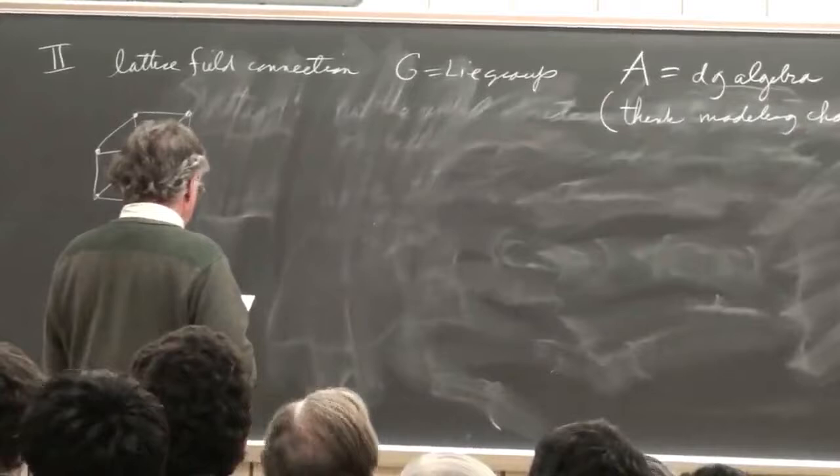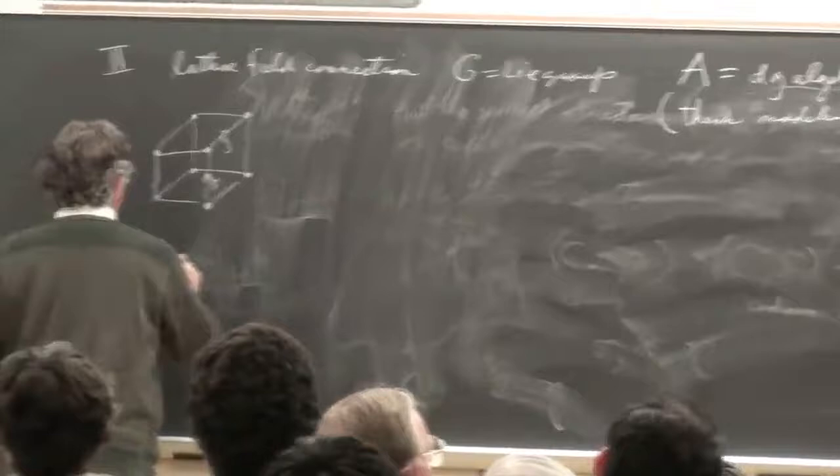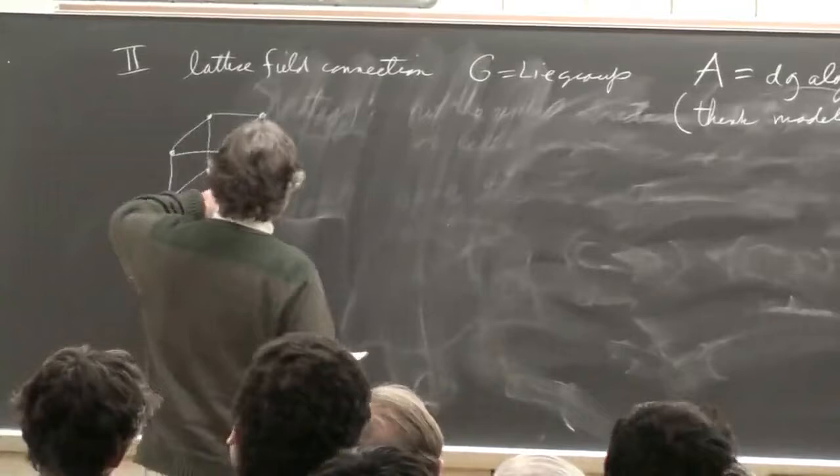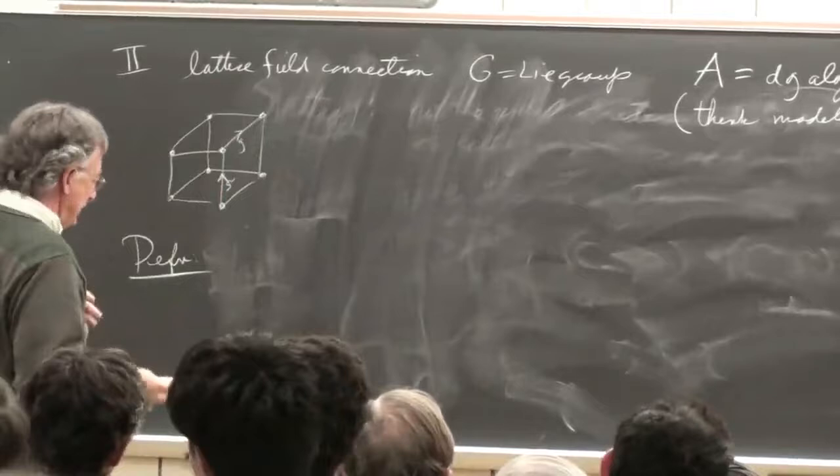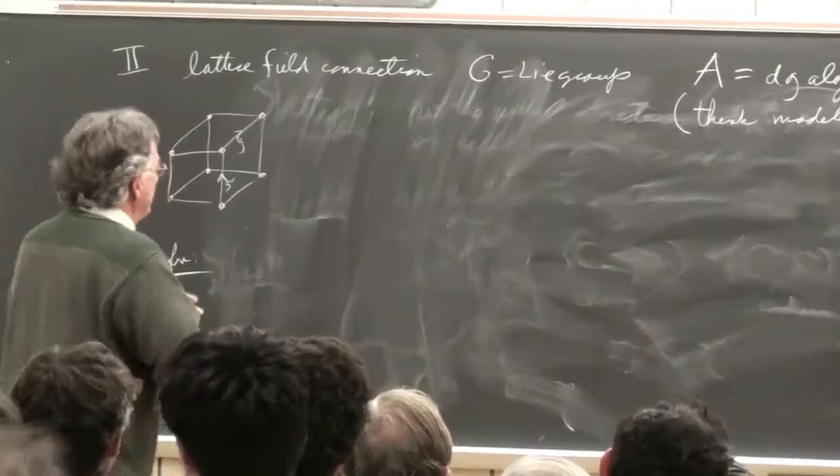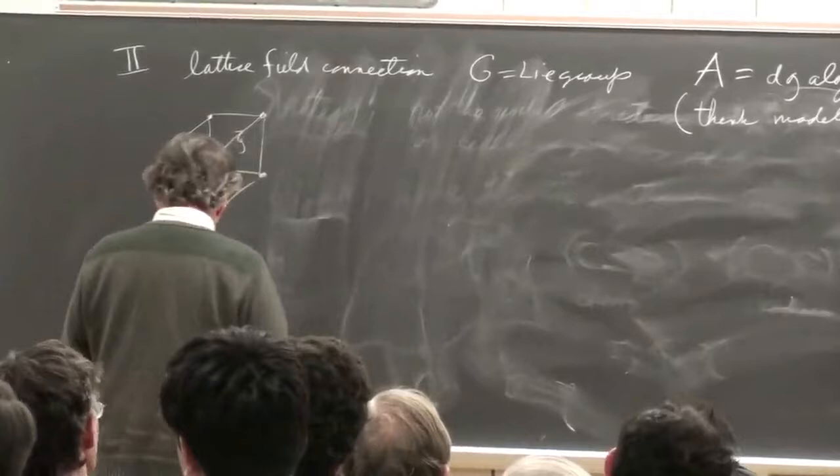Okay. So now I'm giving a definition. This object here is not really topologically copacetic. It's not really okay. It needs to be completed. And so this is the definition of a completed lattice field.